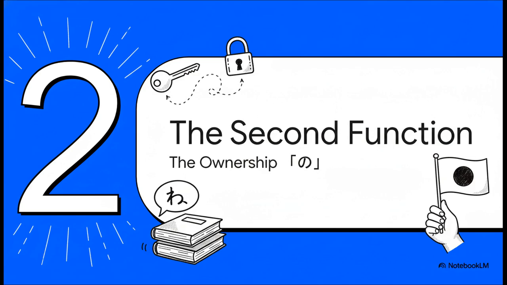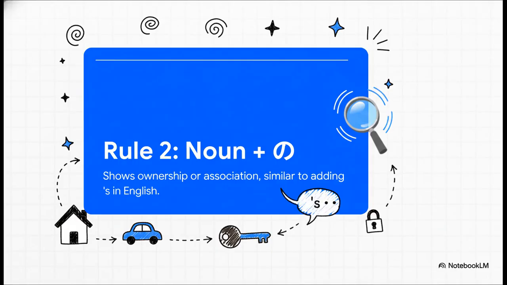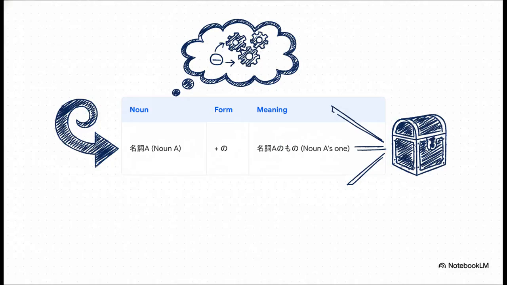And this is probably the one you learned first, the one everyone knows, using no to show ownership. So rule number 2 is just as easy as the first. You take a noun, you add no, and bam, you've got ownership. It's pretty much the Japanese equivalent of adding an apostrophe S in English. But what's really going on under the hood? Well, noun plus no is actually a shortcut. It's a faster way of saying something like meishi A no mono, which means the thing belonging to noun A, or just noun A's one. It's another way it helps you be concise.